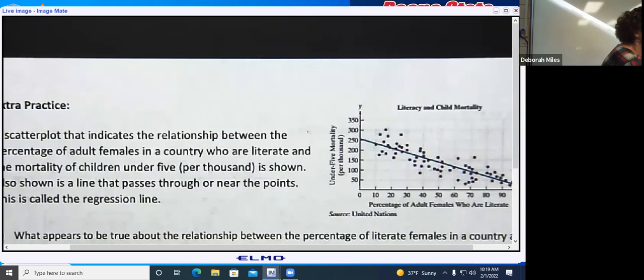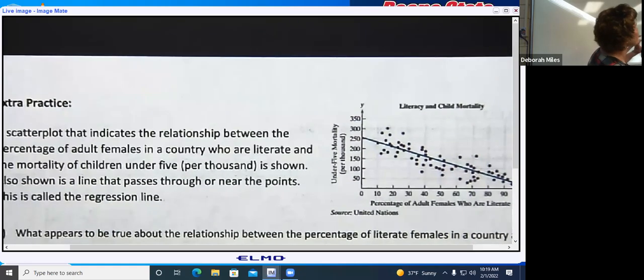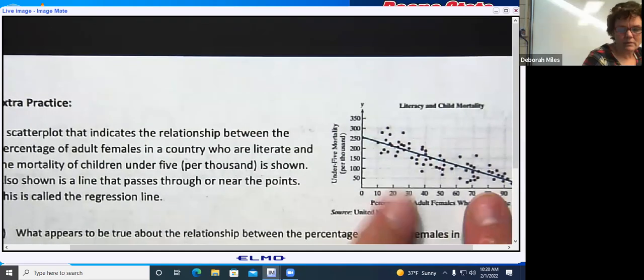Probably pretty poor. And in a country that's pretty poor, what would you expect of the mortality rate of children under 5? Yeah, they lack access to vaccines and medical treatment. So you'd expect as the literacy rate goes down, the mortality rate goes up, and that's a negative slope.